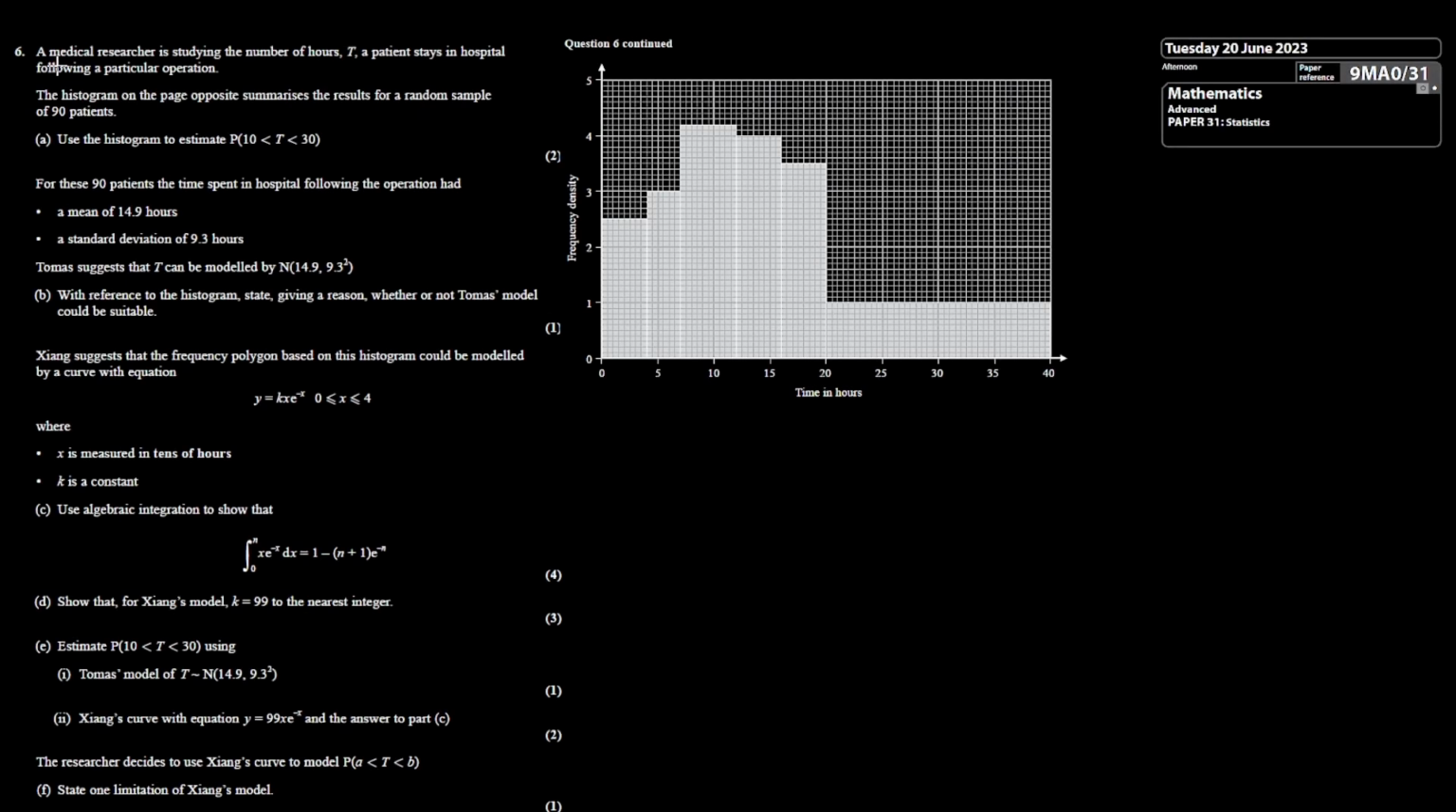So in question 6, we've got a medical researcher studying the number of hours, plotted along here, that a patient stays in hospital after an operation. We've got a histogram, and we're supposed to use the histogram to estimate the probability of being in the 10 to 30 hour region. So I've popped on our two limits that we want to find, and I've more clearly identified the areas involved. Let's now number those.